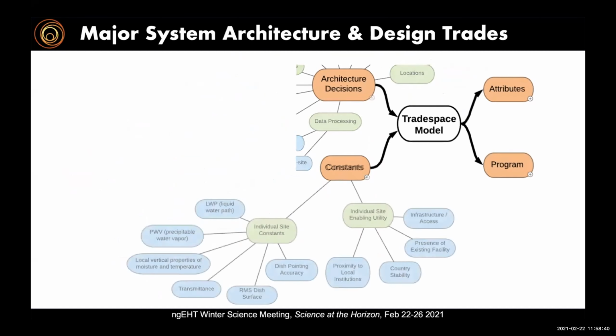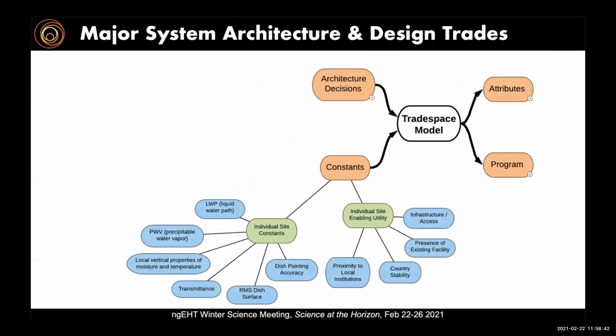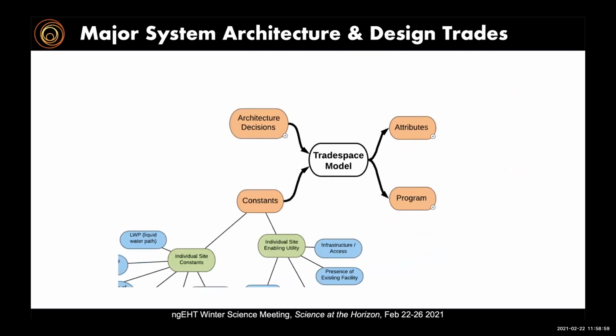As far as constants go, this is mainly weather at the site and the overall characteristics of a site, dish pointing accuracy, proximity to local institutions, who's going to operate, on-site staff, infrastructure access, things like that. These are constants in a model like this.